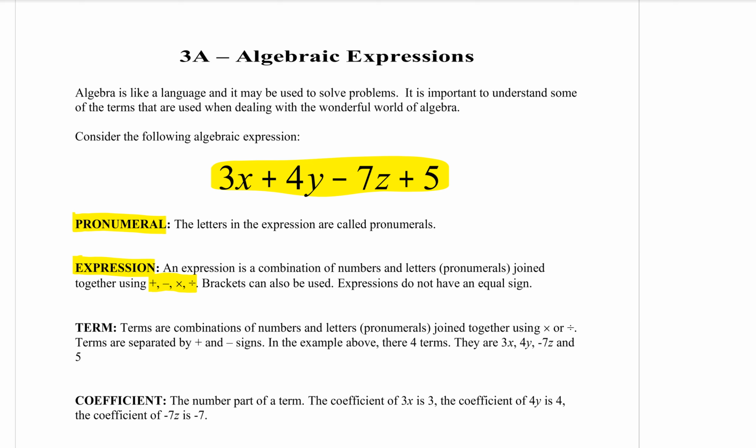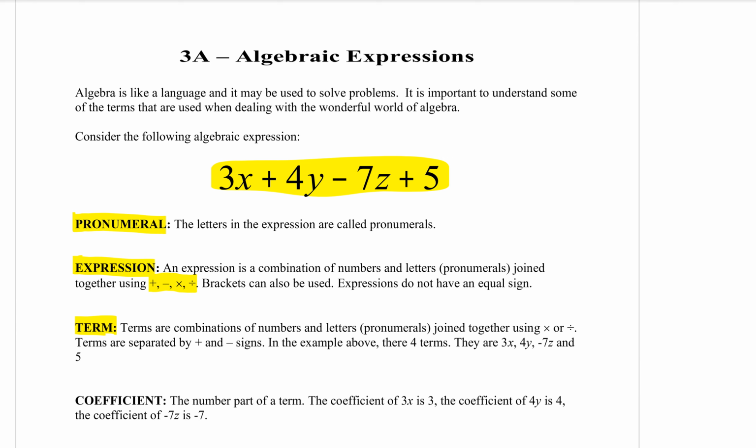Next, we want to know what a term is. A term is the little individual sections of that expression. So this expression here has 4 terms. 3x is a term, 4y is a term, minus 7z is a term, and the 5 is a term as well. So if you look at the little plus or minus signs, they're the parts that are separating the terms in that expression.